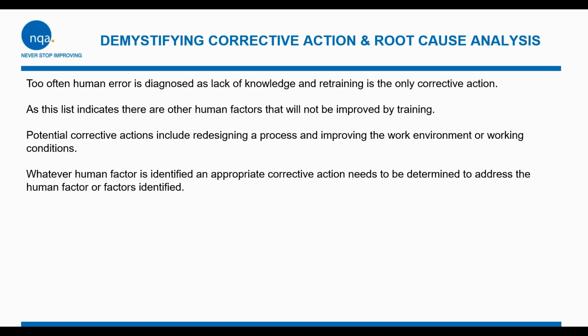In response to human error, what do we typically do? We provide knowledge and retraining as the only corrective action. That might not be enough. As I say, if somebody's got a relative that's ill in hospital, providing them training is not going to help in that situation. Potential corrective actions could include the redesigning of processes and the improvement of working conditions. Whatever human factor is identified, corrective actions need to be appropriate.